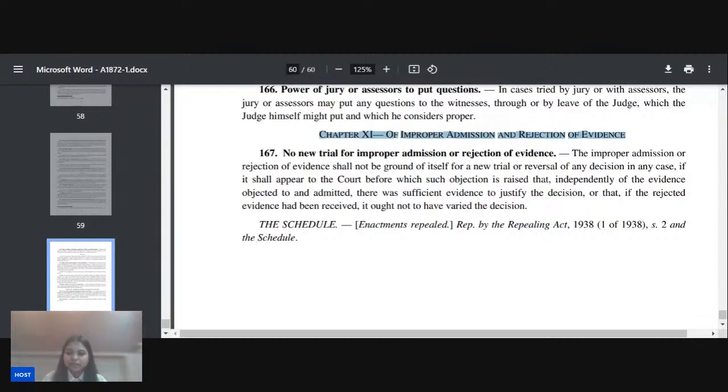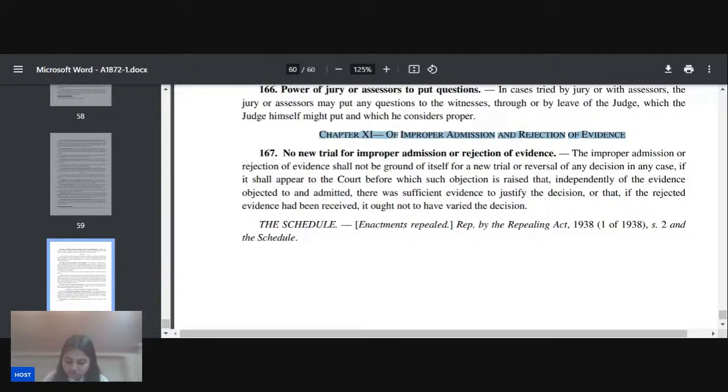So section 167 is saying that improper admission or rejection is not a ground for initiating a new trial or for reversing a decision if there is enough evidence to justify the decision, or if the evidence that has been rejected had been received, right? So if the evidence which is rejected or admitted improperly is not so significant that it would have changed the decision of the court, then if an appeal is filed on the ground of improper admission or exclusion, it is okay, but you cannot start a new trial.